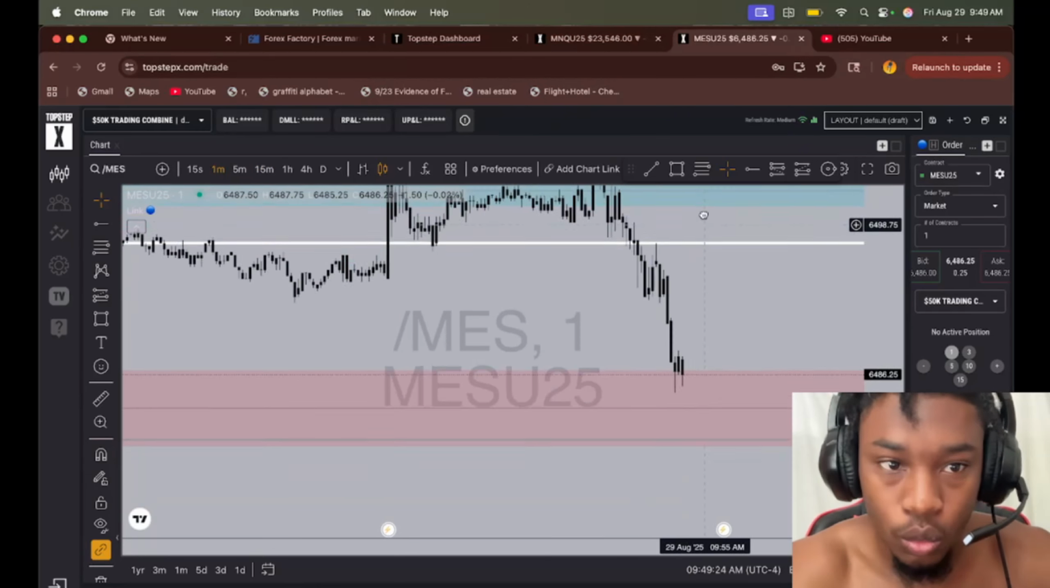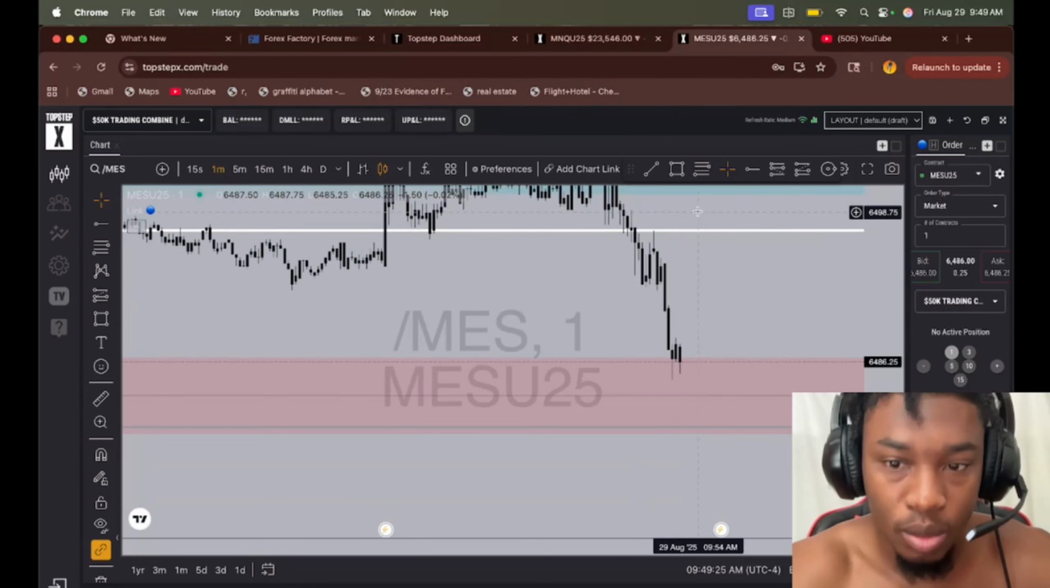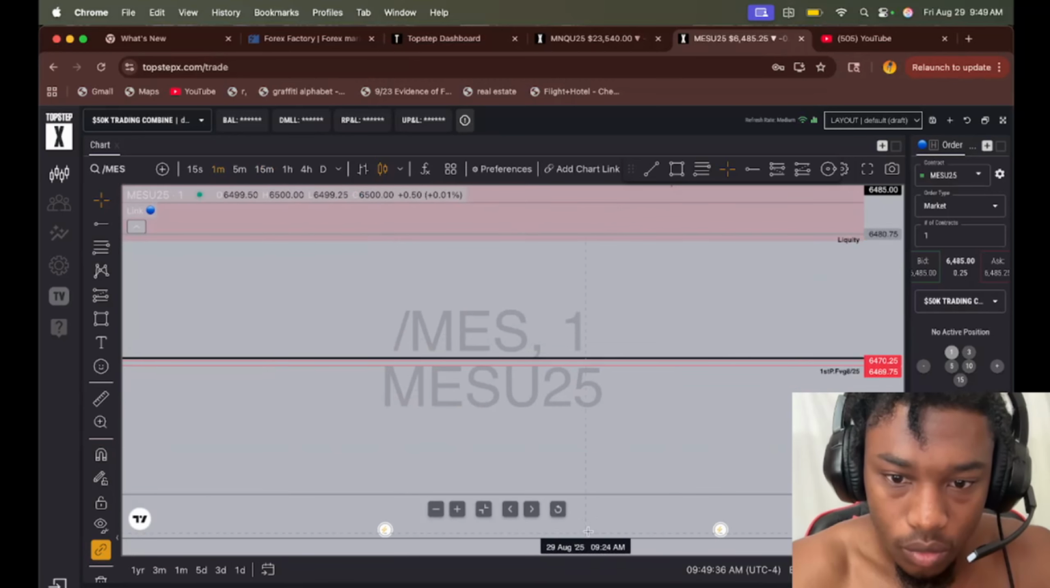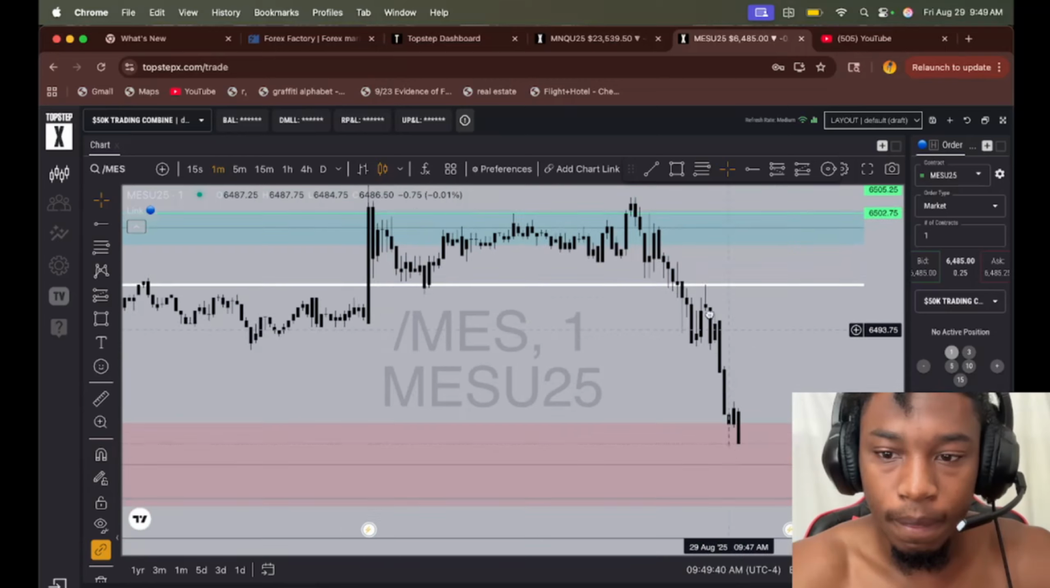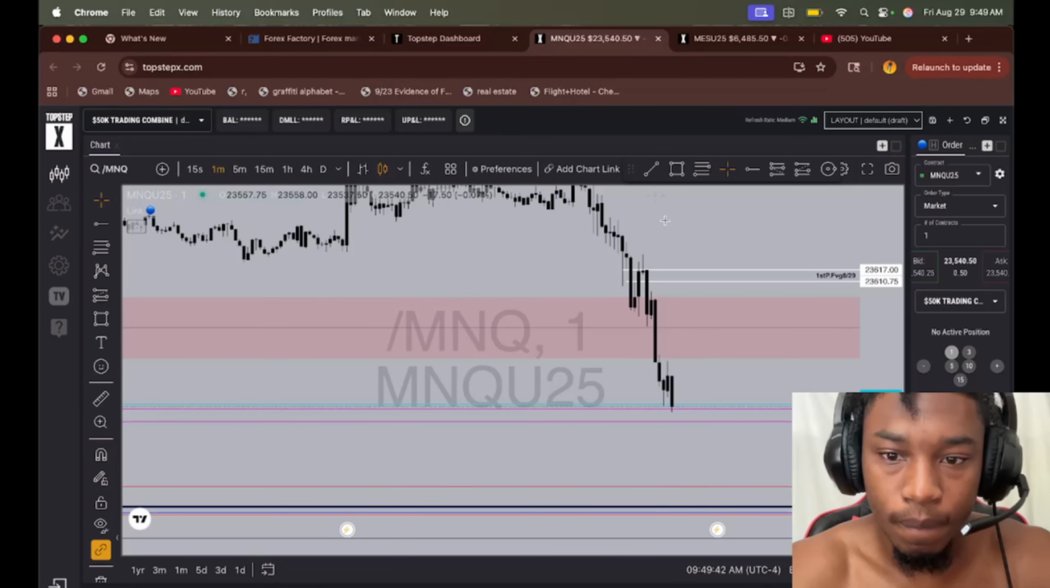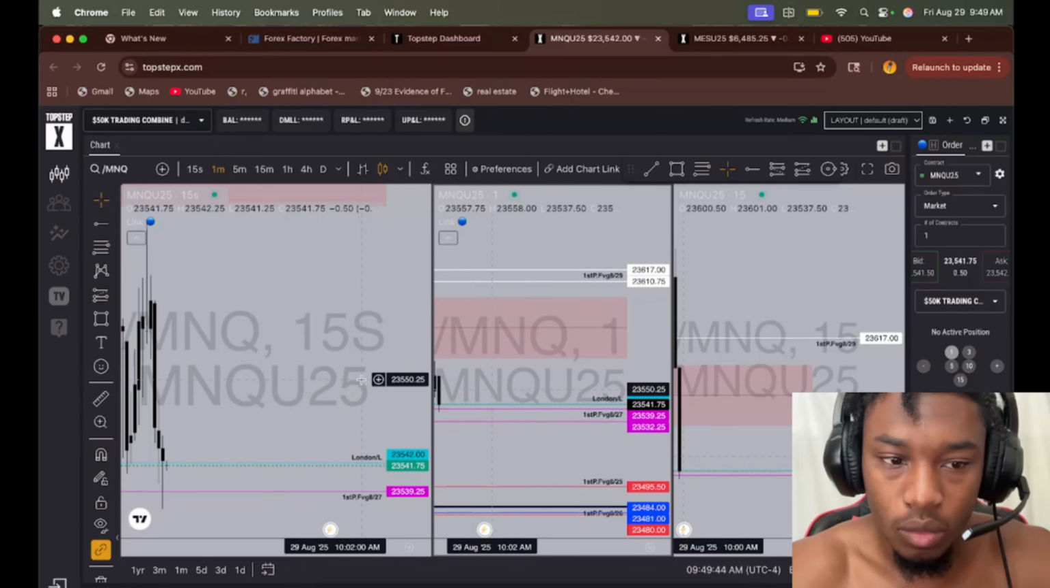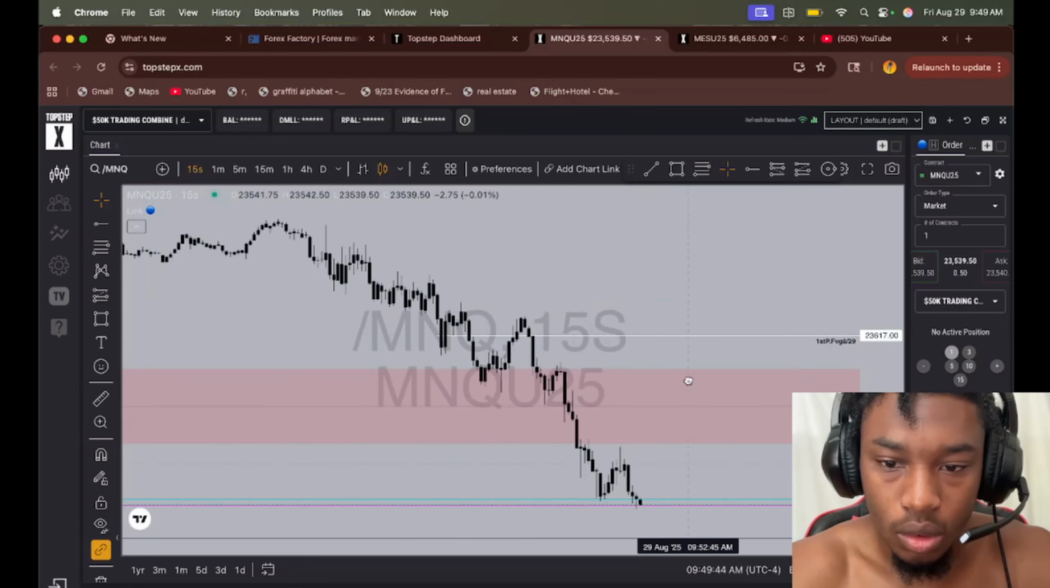We do want to see price take out these liquidities, and this liquidity also. But I do want to see a retracement. Let's see how price reacts to the first percent FVG.